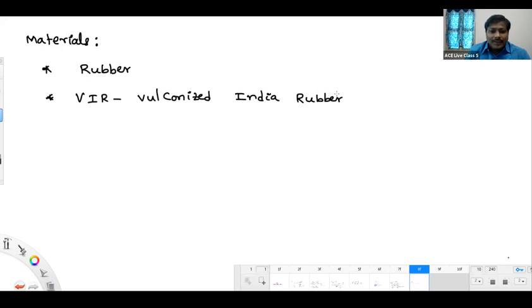All of you listen. Don't ask me this doubt. Okay, please tell me, what do you mean by vulcanization? Vulcanization means adding sulfur. Okay, yeah. Somebody is asking a doubt here.